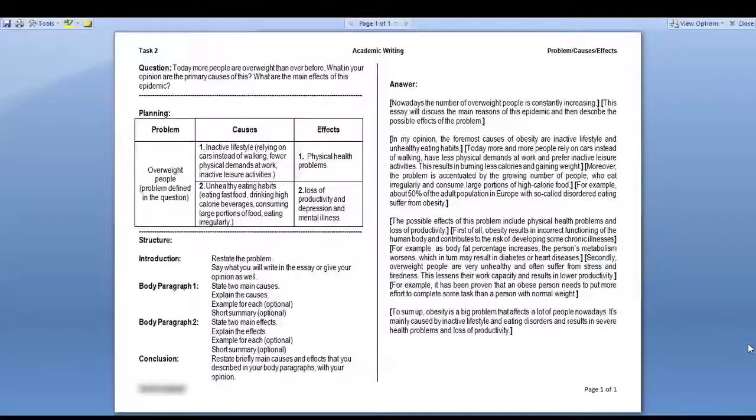Okay. Now let's look at the causes. The causes for being obese or overweight is inactive lifestyle.